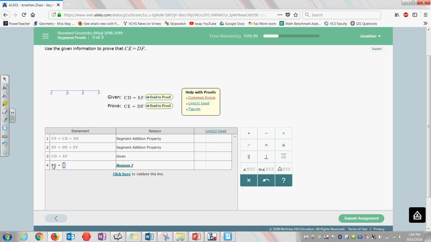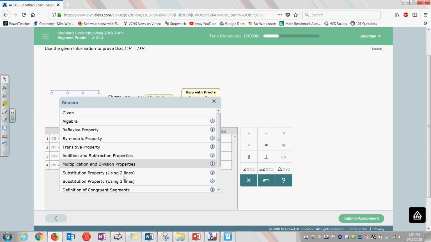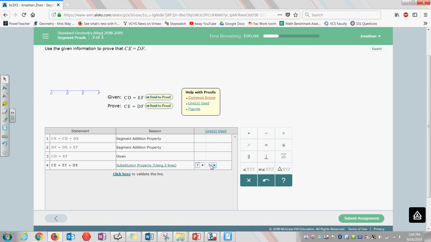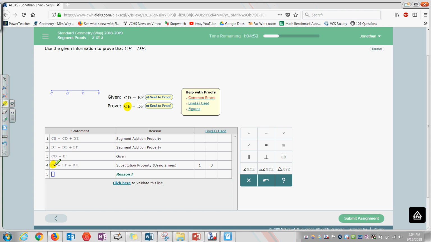So CE equals EF plus DE. That's substitution, and we use lines 1 and 3. Now look very carefully. Remember, we're trying to connect DE and DF. That's what we're trying to connect. Now look at what just happened. Do you see DE and EF? See DE and EF? These are the same thing. So if the red's the same, we can now say that the yellows are the same. And that is substitution property as well.